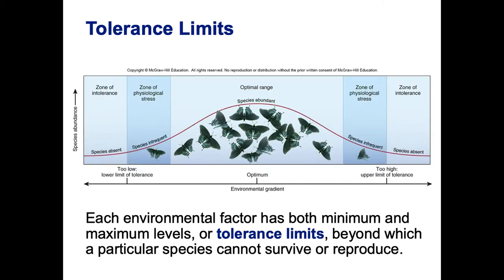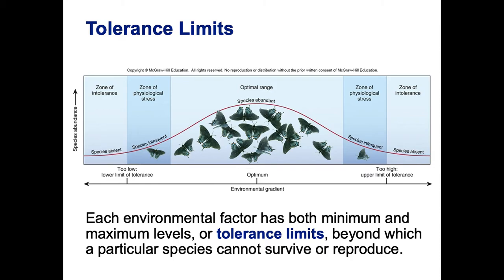Tolerance limits have to do with the minimum and maximum levels at which a species can survive and reproduce. We could look at any kind of environmental gradient and look at tolerance limits. Pretty much anything you could think of, there is a maximum and a minimum that a particular species can deal with and still survive and reproduce. And we can look at this. We have an optimal range, which is where the species does the best, survives the best, and reproduces the best.